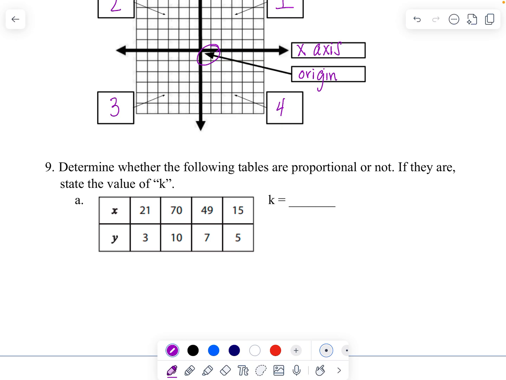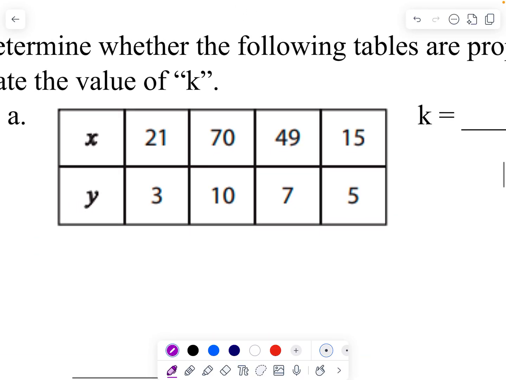If they are, state the value of k. Okay, so in order to determine if it's proportional, we have to check to see if we get a constant k, constant of proportionality, over and over and over again. So you have to make sure you understand how to read this table. There's actually 4 points here.